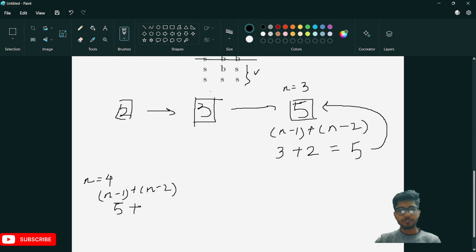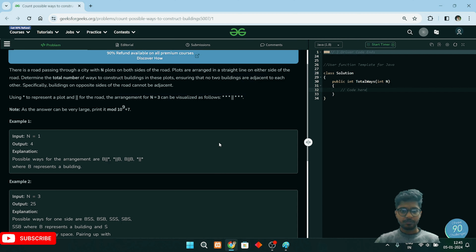When the number of plots was 2, we got 3 as our possible ways of construction. So we will add up these two values and we will get 8. So 8 is the total number of possible ways to construct buildings when the number of plots given is 4. So we got the basic logic of how to solve this problem. Now let's get into the code.